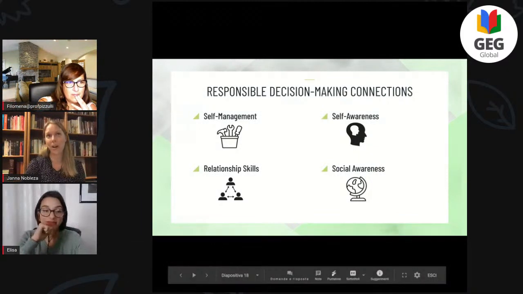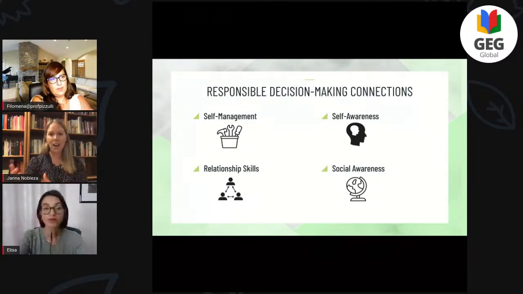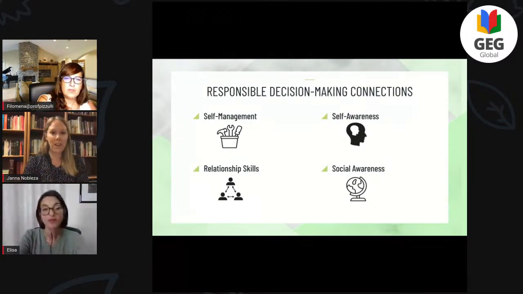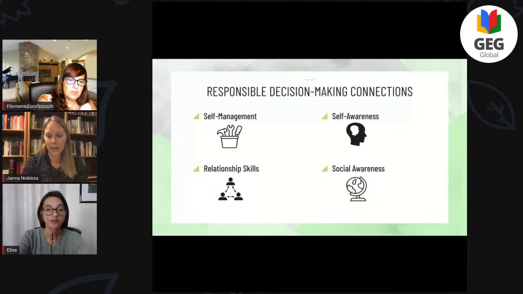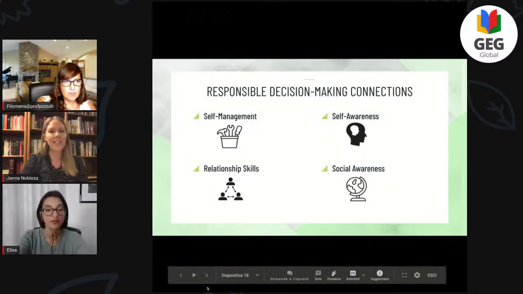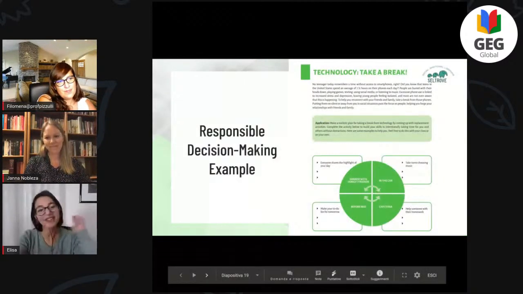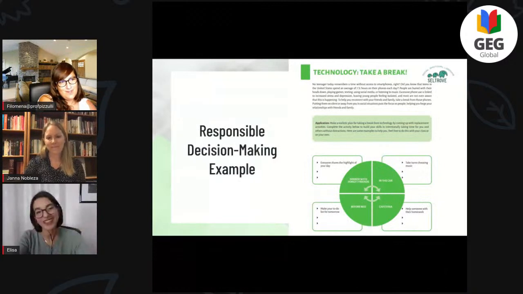So by having students reflect on an assignment they did, not only are they reflecting, which is responsible decision making, but they're thinking about their strengths and limitations, which is self-awareness. So those are all interconnected. Yeah, we have the last activity that we're going to show here.